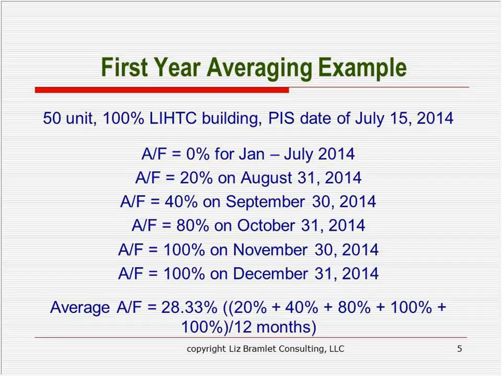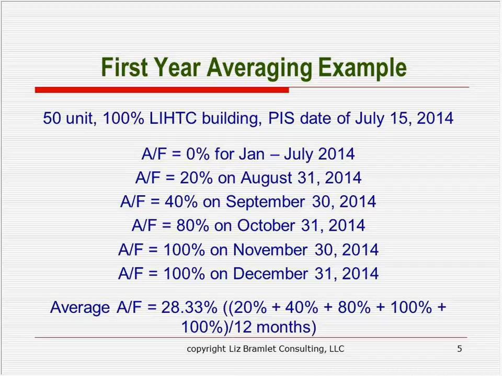So we take 20% plus 40% plus 80% plus 100% plus 100%. And when we do the average, yes, we have to divide by 12 months, even though they haven't been in service for the 12 months.